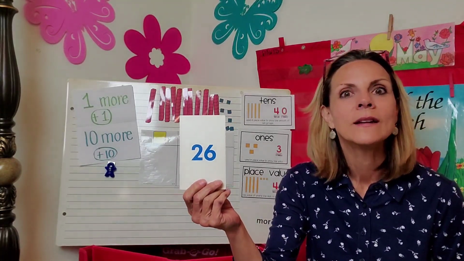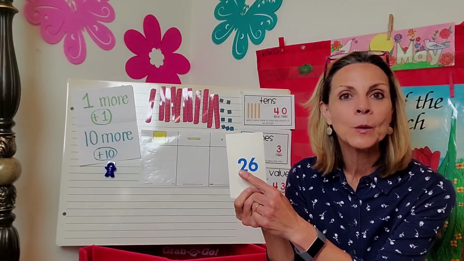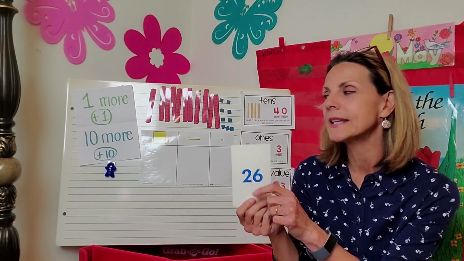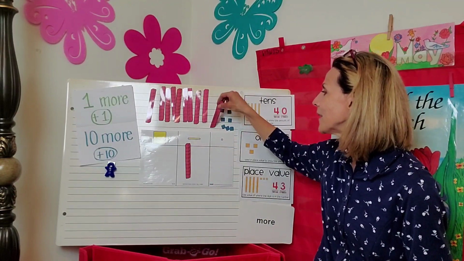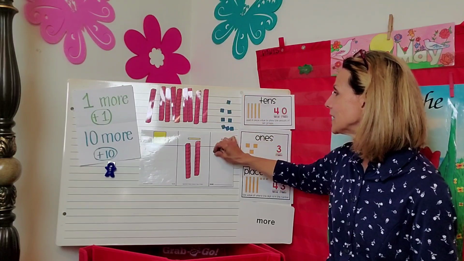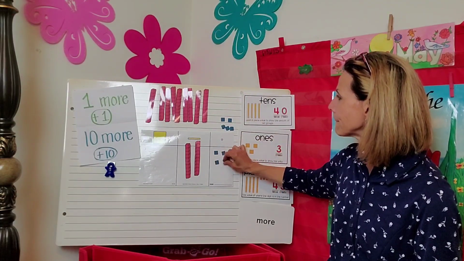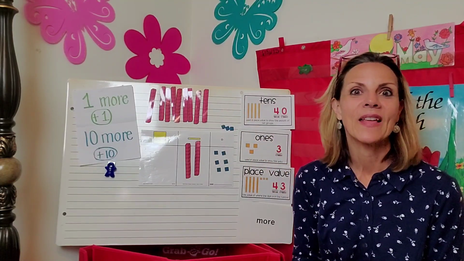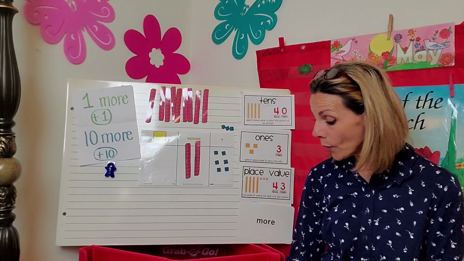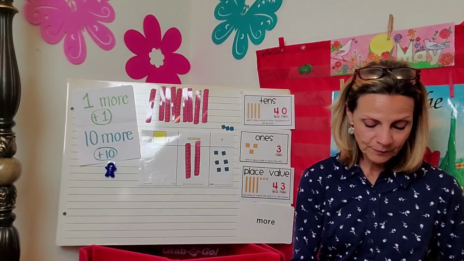Here's my first number, 26. And I know the number 26 is built with 2 tens and 6 ones. So let me go ahead and build that value, 26. There we go. Now, I'm going to go ahead and write it down on my board.